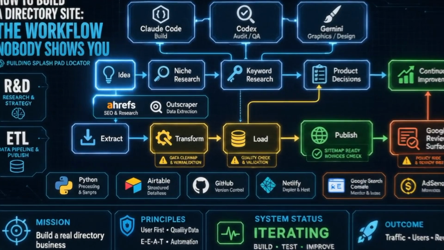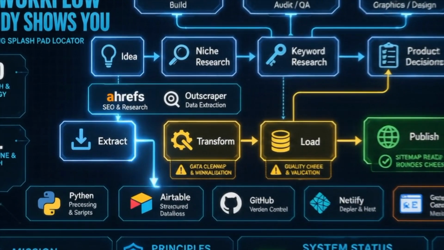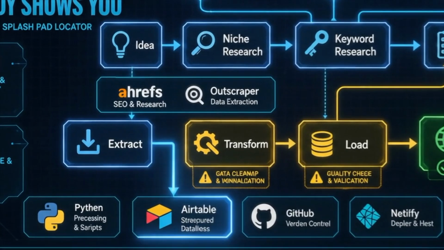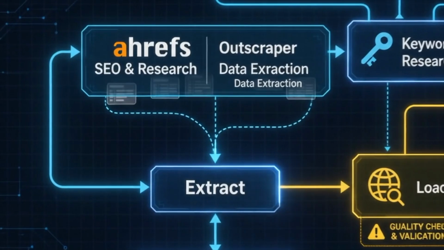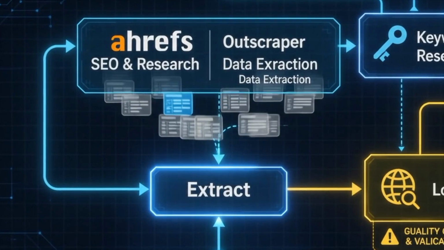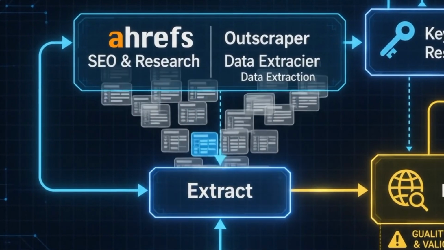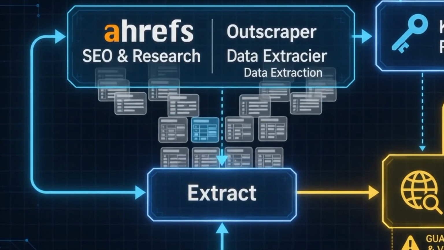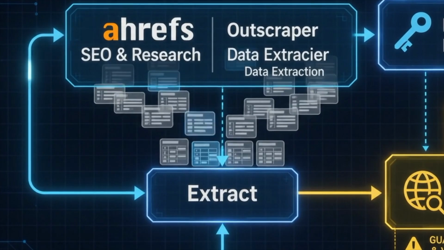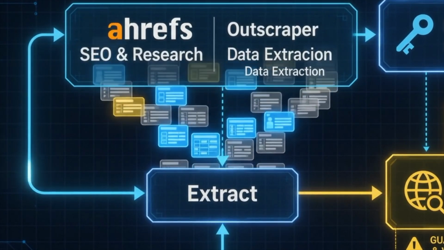Once you know the niche, you still need source data. For Pad Locator, the primary extract source was Outscraper, pulling Google Maps style data for water parks, splash pads, aquatic centers, playgrounds, and related venue types. But this is where a lot of builders make the first expensive mistake. Raw data is not inventory. Raw data is candidate material.